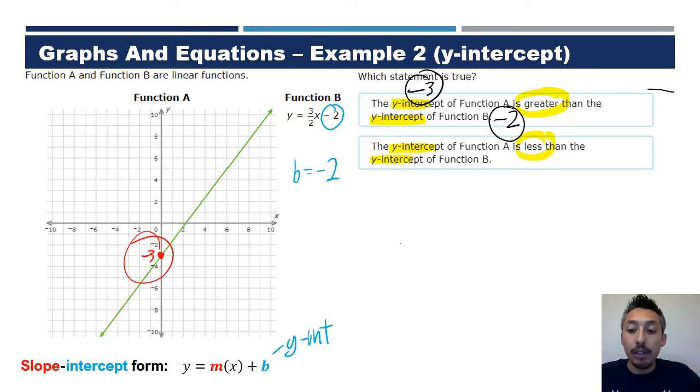When you're asking yourself what number is greater, the way you need to think about this is which one is closer to the positive direction. In this case, the number that is closer to the positives is -2. So -2 is the one that is greater. The correct answer for this question is going to be the second option. The y-intercept of function a is less. -3 is less than -2. So in this case, your answer is the second one.